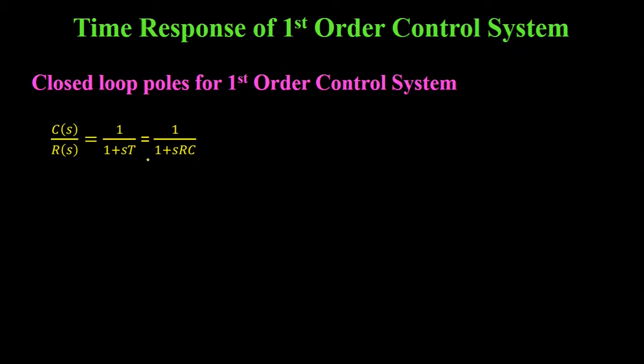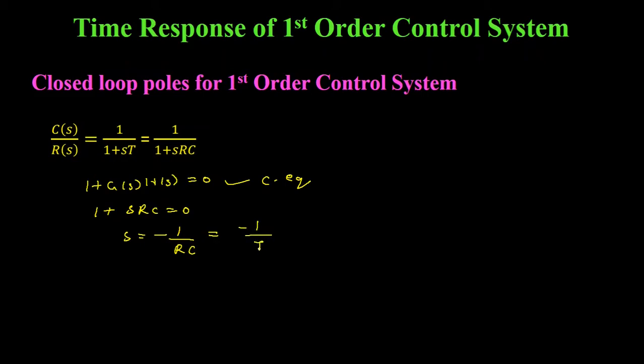As the closed loop poles are the roots of the characteristic equation 1 plus G(s) into H(s). So if we find the roots of this characteristic equation, then the roots of this characteristic equation will be the closed loop poles. So here the characteristic equation from this transfer function will be 1 plus sRC is equal to 0. From here we'll get s is equal to minus of 1 upon RC, which is equal to minus of 1 upon T.